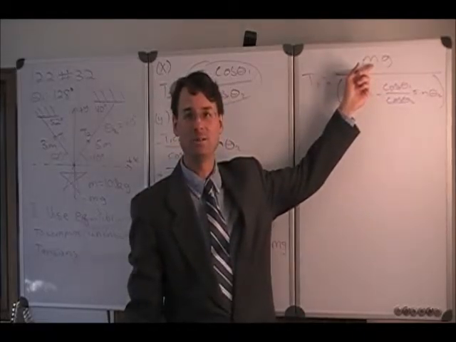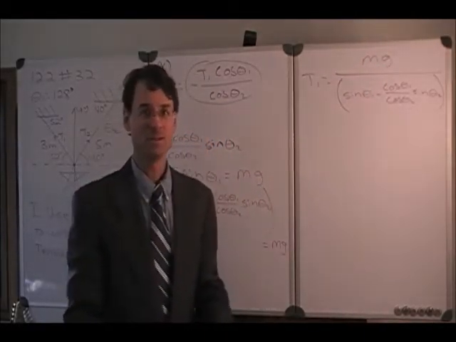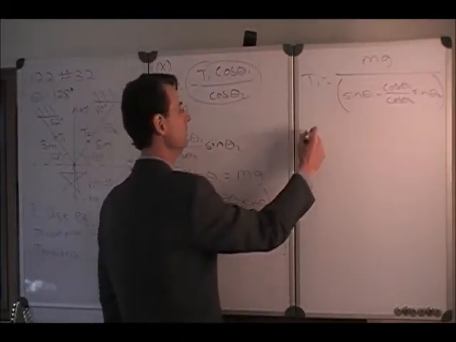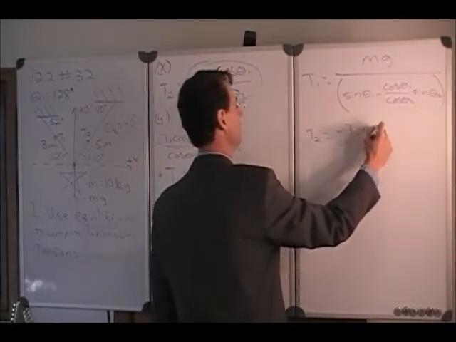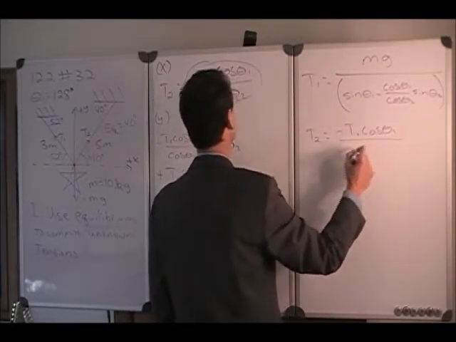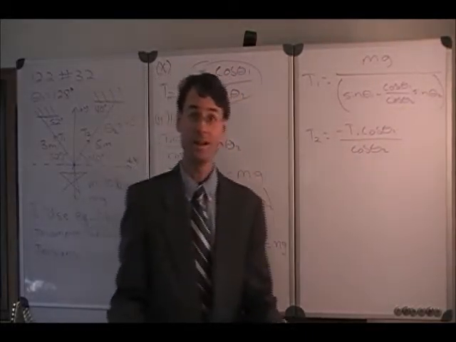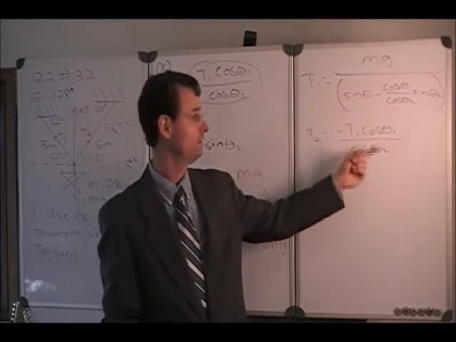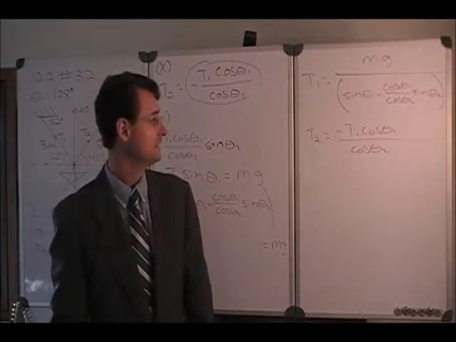This is the 10 kilograms. This is the acceleration of gravity, 9.8 meters per second squared. And these are the sines and cosines of angles that we know. So t1 then is just a number, and then t2 is equal to negative t1 cos theta 1 divided by cos theta 2. So we should see our way clear from here to the solution. Substitute in, solve for t1, substitute in, solve for t2.